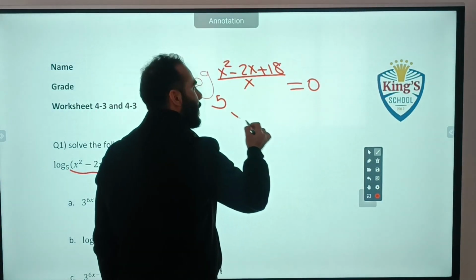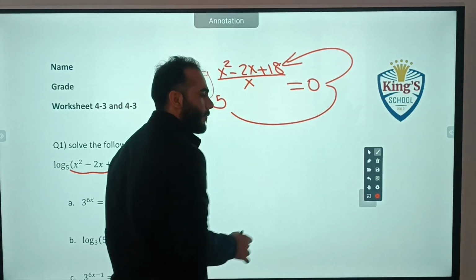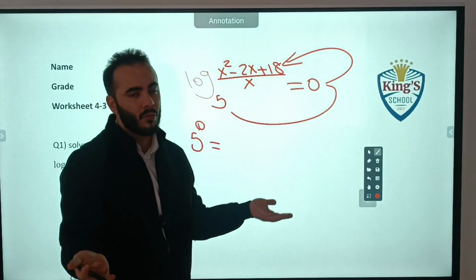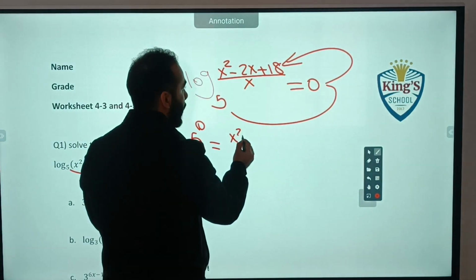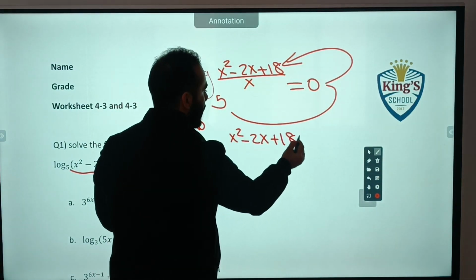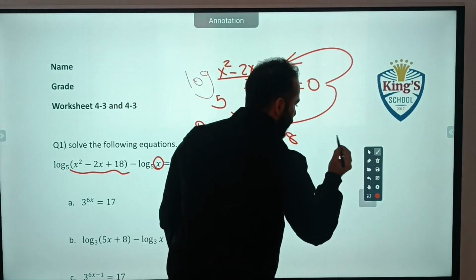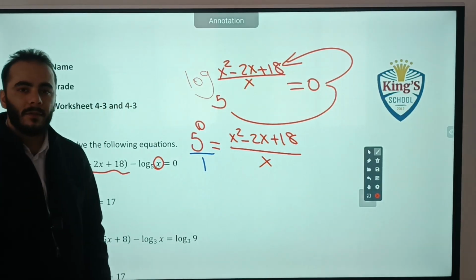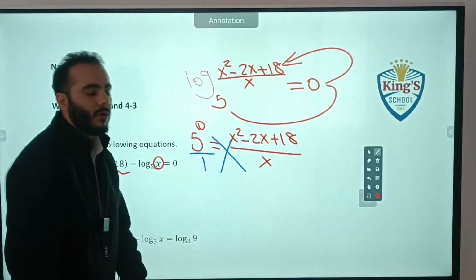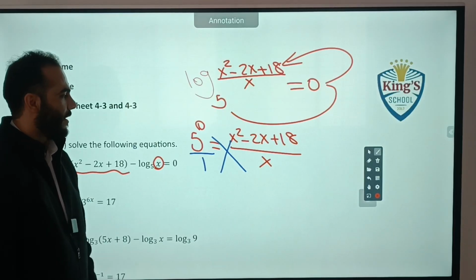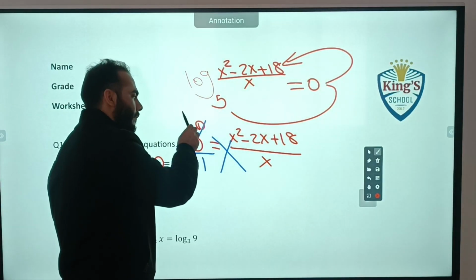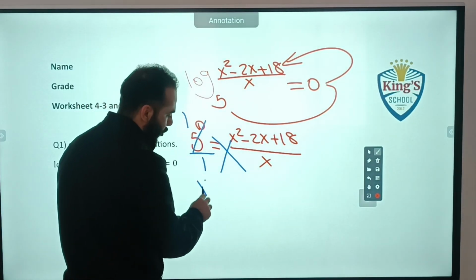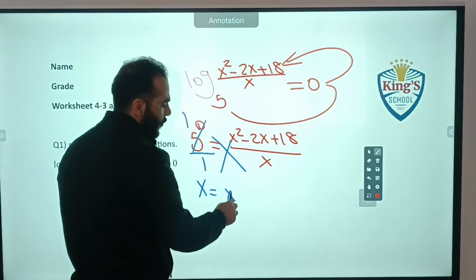Then the famous rule that we already discussed, the right hand rule. It says that 5 powered by 0 equals that. Everybody knows 5 powered by 0 equals 1, because any number powered by 0 equals 1. So 1 equals x squared minus 2x plus 18 over x. Now give a denominator of 1 to the left side and use the cross product theorem. 1 times x equals x, and 1 times this expression equals itself.